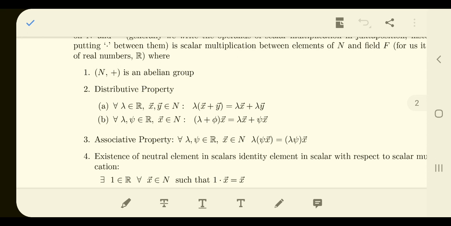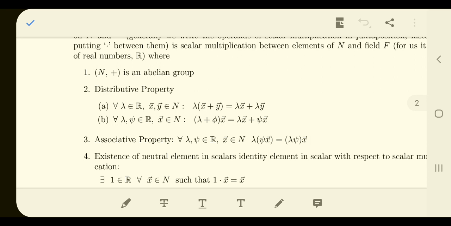Then we have the associative property. It says that if you have two scalars and a vector, then multiplying one of the scalars with the vector, and then doing scalar multiplication again of the other scalar with the resultant vector, is the same as first multiplying the two scalars among themselves and then multiplying that resultant scalar with the vector. Both are the same. That is the associative property.